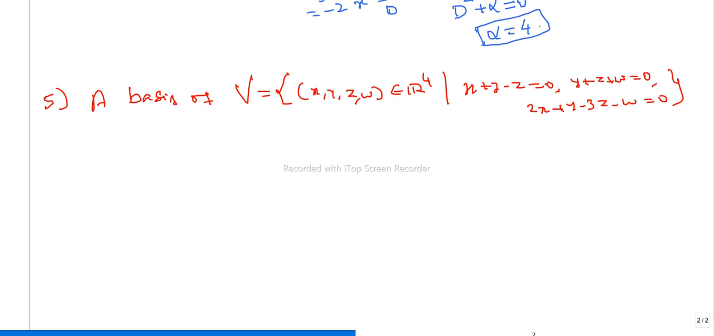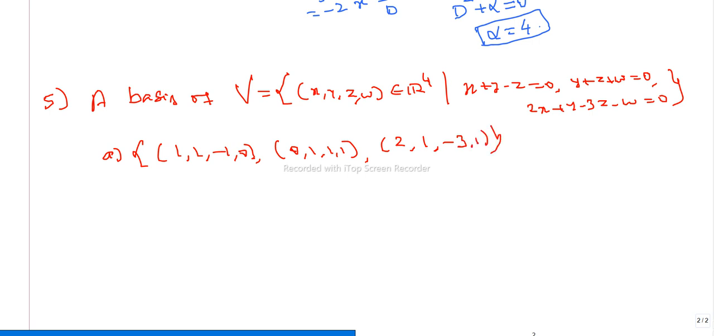Now in this vector space, what is the basis? Okay, so the first option, the bases are 1 comma 1 comma minus 1 comma 0 and 0 1 1 1. You have to check that the elements satisfy the given equations or not. Okay, that is the first thing you have to check. Otherwise you have to reduce the variable.